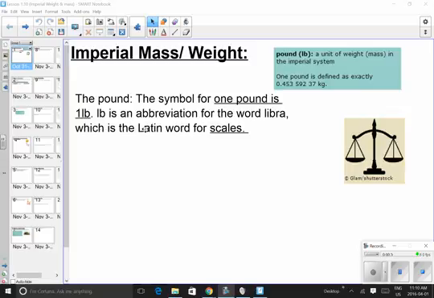Now, the abbreviation lb comes from the word libra, which is the Latin word for scales, which makes a little bit more sense. Okay? So, today the pound is identified as 0.4535937 kilograms. So just under half of a kilogram, approximately, if you had to do some estimating.